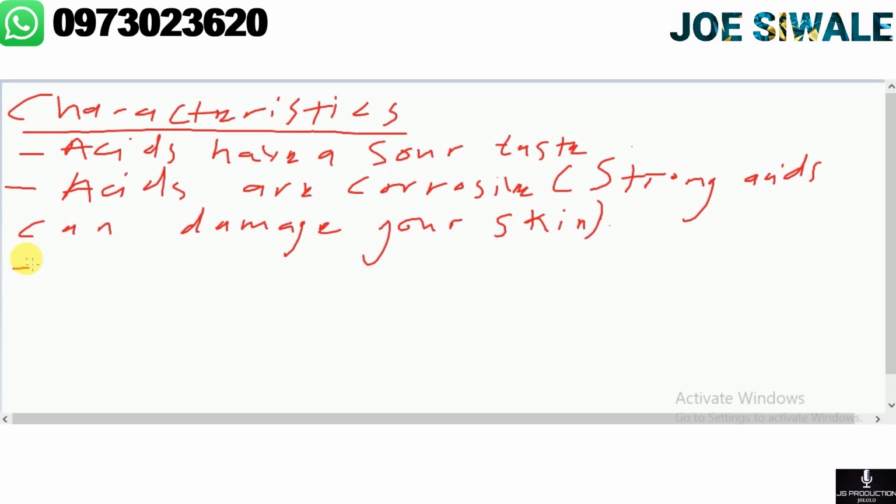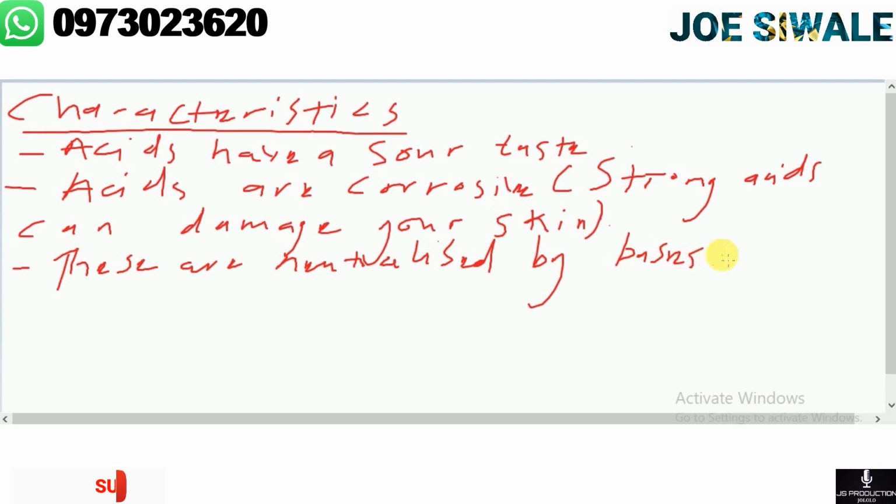The other characteristic of acids is that they are neutralized by bases. So these are the general characteristics of acids. Let us now look at the definition of the word acid.